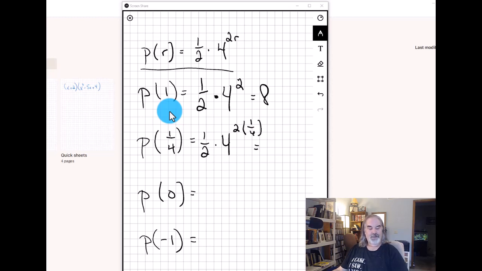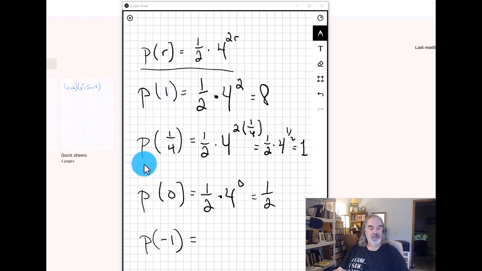If we shake that out a little bit, that'll be 1/2 times 4 raised to the 1/2. And if you remember your exponents, a fractional exponent of 1/2 is a square root. So ultimately, this ends up just being 1/2 times the square root of 4, or 1/2 times 2, and that's just 1. P of 0 will be 1/2 times 4 to the, well, 2r will become 0 when r is 0. So again, 4 to the 0, what's that going to be? 1. So 1/2 times 1.